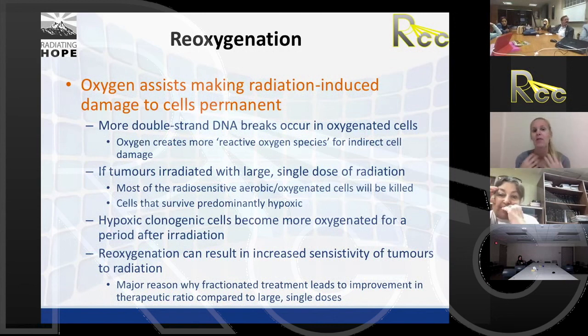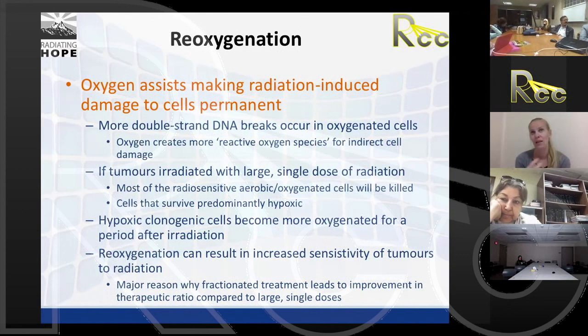So if we've got more oxygen in our cells, there's more oxygen available to create these free radicals that will then damage the DNA of a cell. So that makes sense. It's a little bit like our cell cycle. If tumors are radiated with a single dose of radiation, those cells that are the most oxygenated will be more radiosensitive, and so they'll be killed. And the cells that remain will be the ones that are hypoxic, that have less oxygen in them.